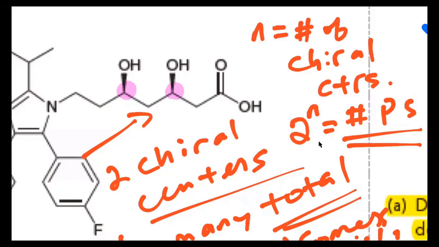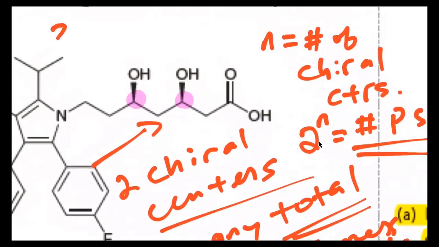What was it again? The number of chiral centers. Once we identify the number of chiral centers, it'll give us the number of stereoisomers. If it was 2 of them, 2 to the second power, we'll have 4. So for this molecule, 2 to the 2 would be 4 possible stereoisomers. That's exactly right.